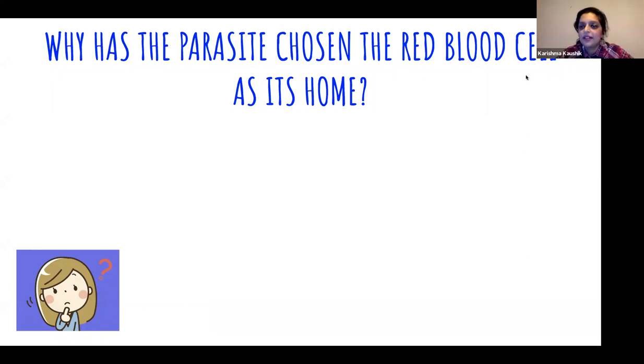Maybe we can answer Shruti's question. Aditya says it comes in close contact with WBCs, space. What else? Space is important, yes. Oxygen. It can get oxygen, sure.